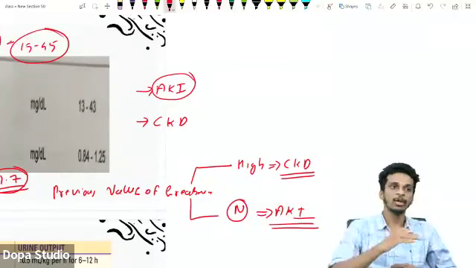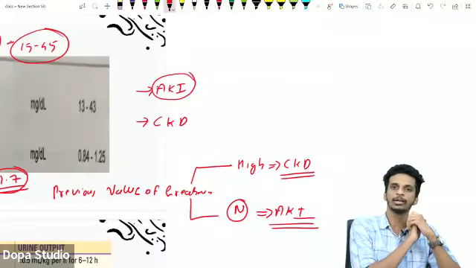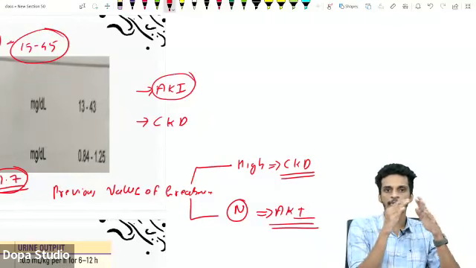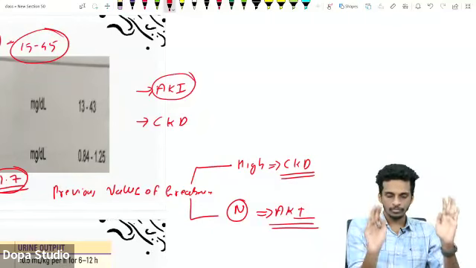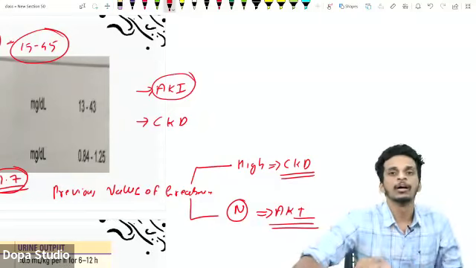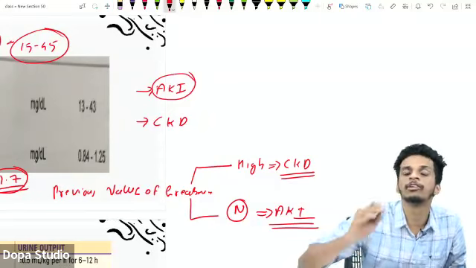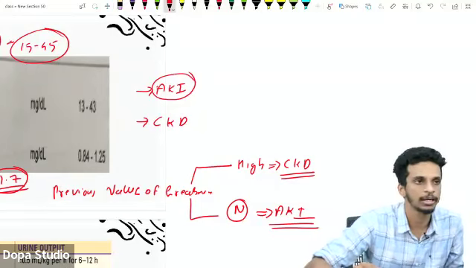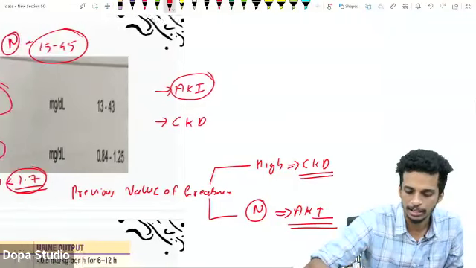We can differentiate acute kidney injury and chronic kidney disease by different methods. But for the time being, what we are looking at is the previous value, and if the previous value is also high, it is chronic kidney disease. If the previous value is normal, it is likely to be AKI.